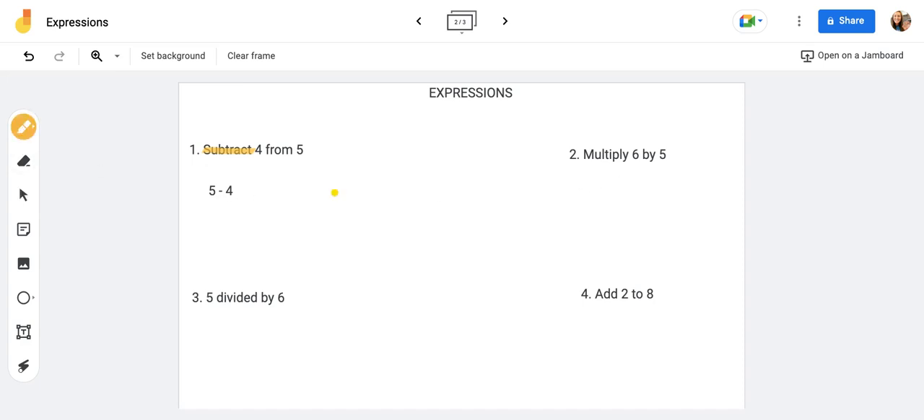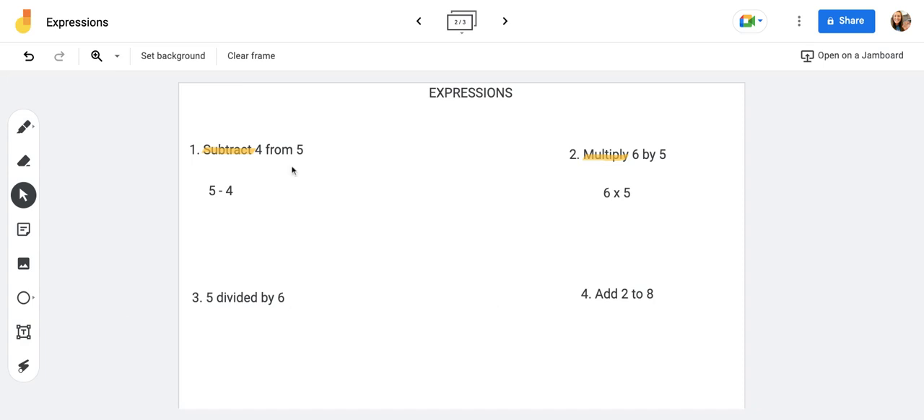For the next one, I have the words multiply 6 by 5. So again, I'm going to highlight that math word there, it being multiply. And now I'm going to write out what this expression would look like. So multiply 6 by 5. So this represents 6 times 5. And again, expressions do not show equal signs. So I just write 6, the multiplication sign, and 5.